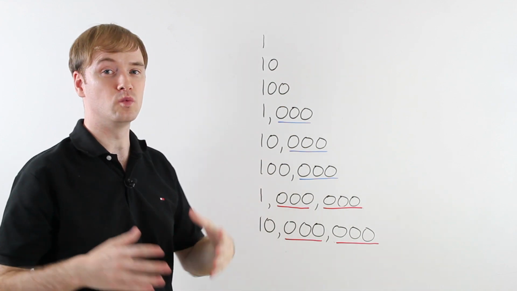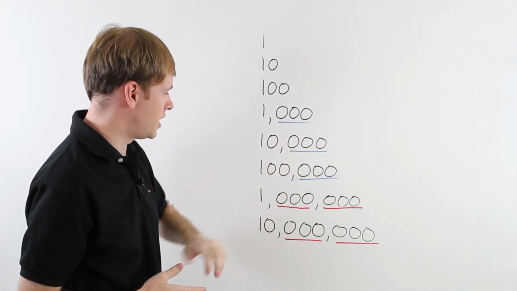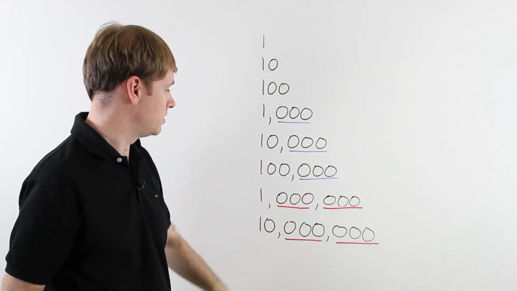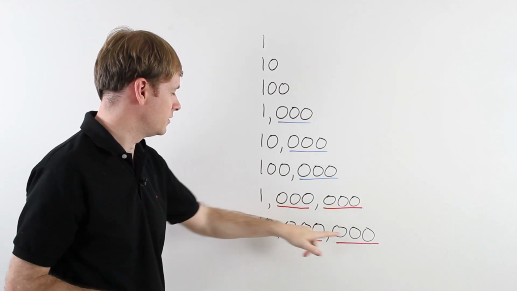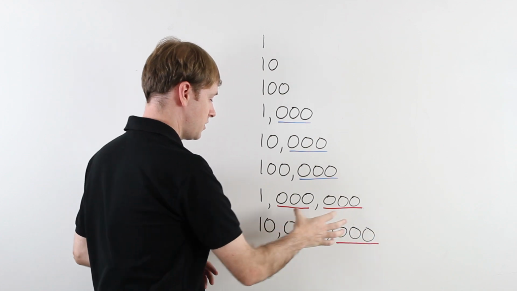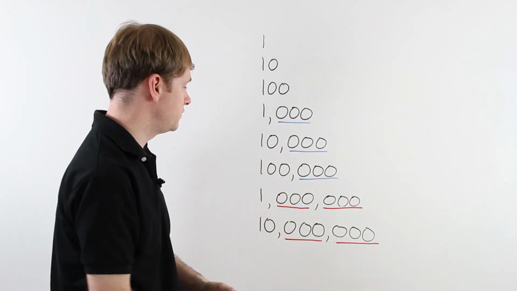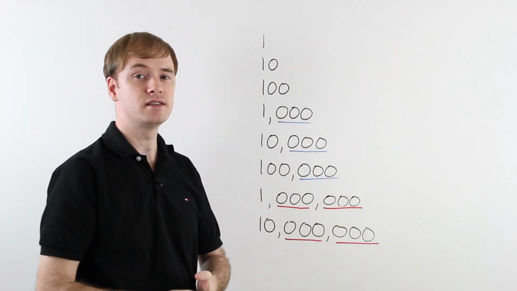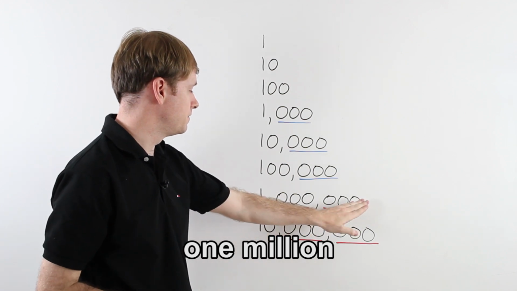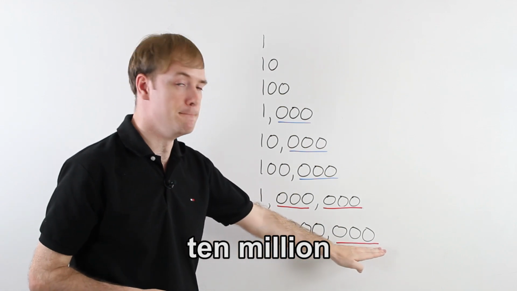Let's move on to a really big number. Now the 3 zeros here I underlined with blue because that's 1,000. But if you look here, these are red because they're not 1,000 anymore. We have 3 zeros and 3 zeros. This is now a million. So if you see 6 zeros, that's a million. So we have 1 million. Okay? Let's move down. 10 million.